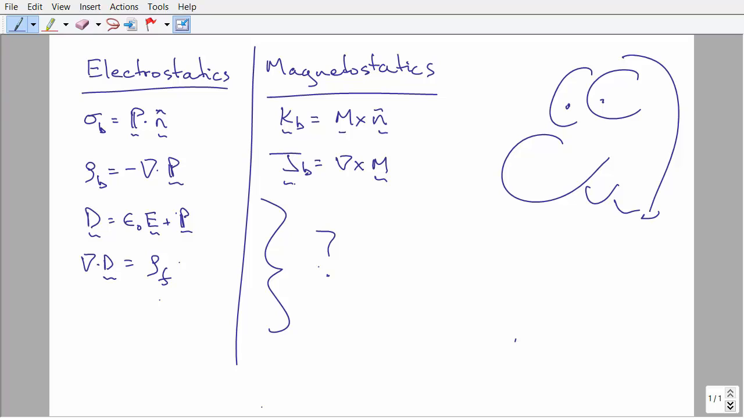In our development of electrostatics, we identified a new vector, D, which was the sum of epsilon naught E plus P, and we rewrote Gauss's law in terms of D, where the source for Gauss's law was now just the free charge component. And we have no analogous equations over here in magnetostatics. So we're going to develop those analogous equations now. But before we do that, I'll just remind you of our development of D in electrostatics.